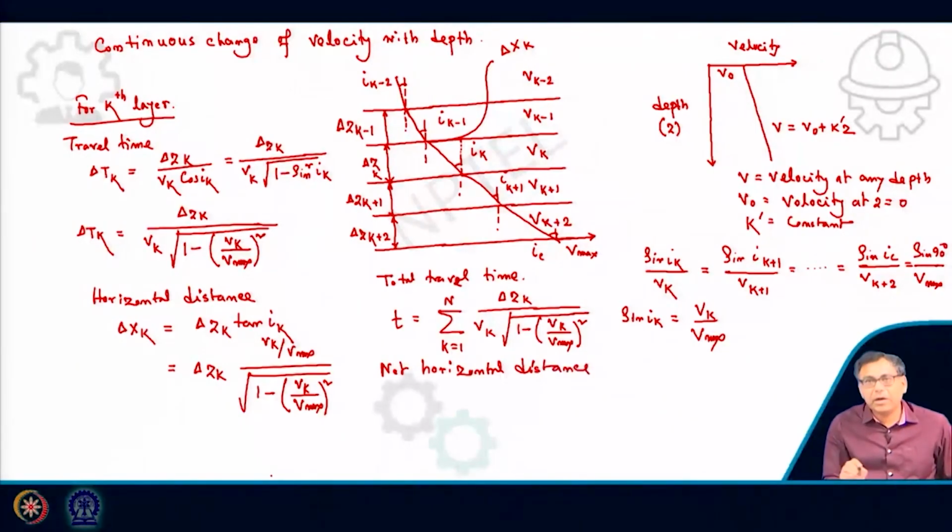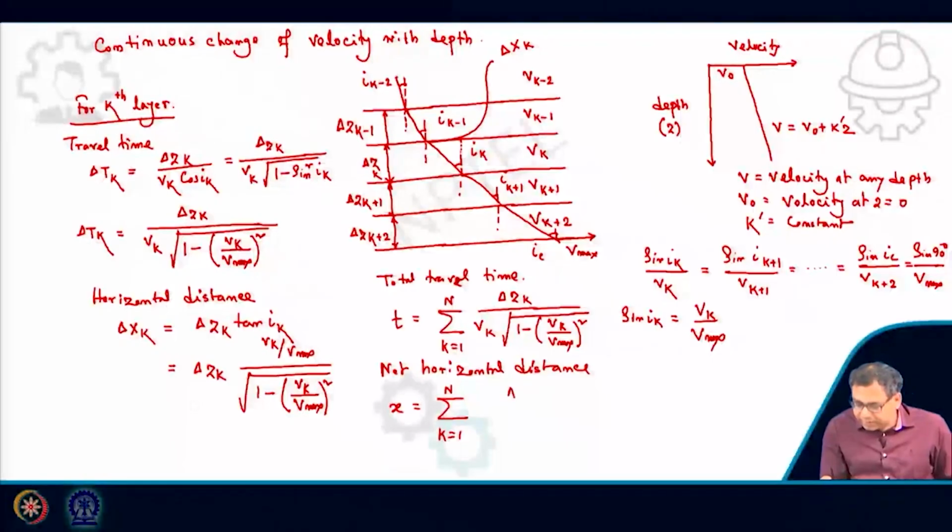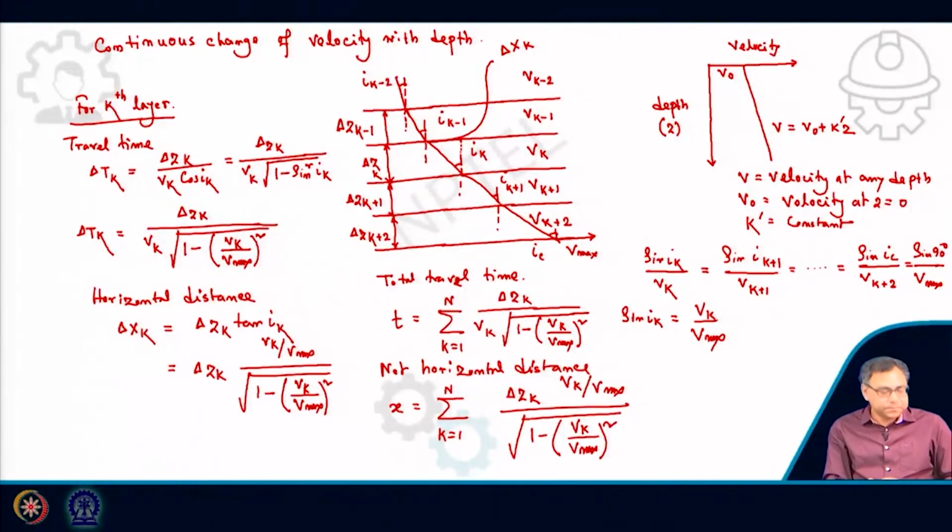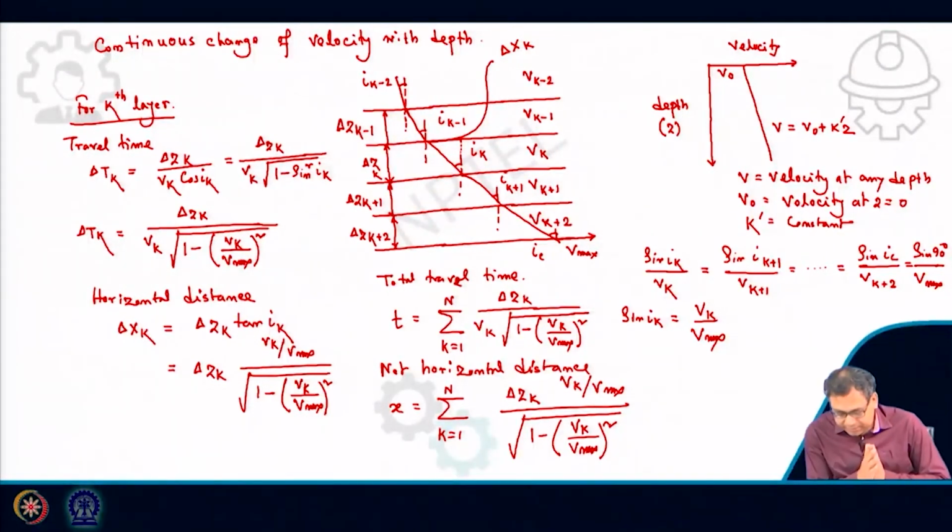The horizontal distance the wave will travel from the top to the bottom will be X equal to the summation, k equal to 1 to n, of del zk into Vk by Vmax divided by root over 1 minus Vk by Vmax whole square. Okay, so this way I will get the total travel time and the total horizontal distance.